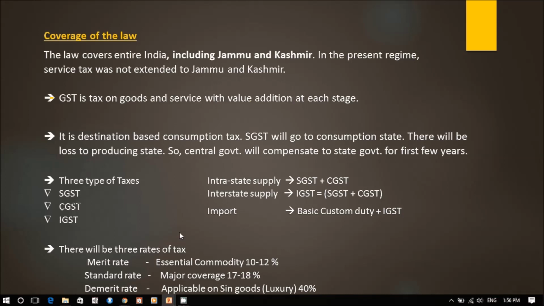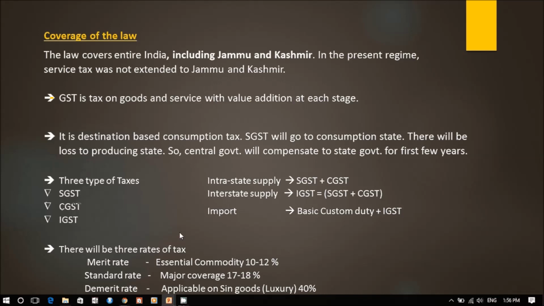IGST will go to the central government, and then the central government will discharge the amount of SGST to the respective state government in which the goods or the service has been consumed. So as we said earlier, it's a destination based consumption tax. So like this, the amount will go to the respective state government.